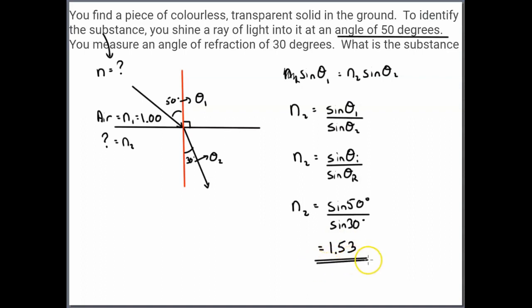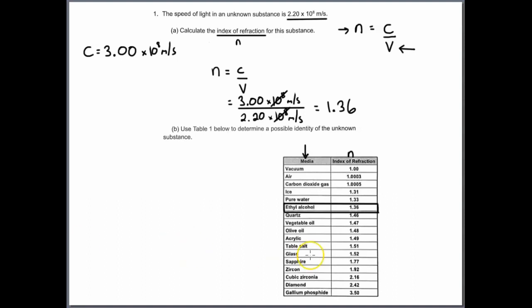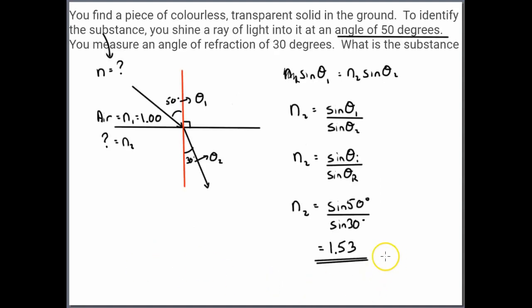So what substance is that? We can go back and check our table, and it looks like it is closest to glass, which is 1.52. So the substance is glass.